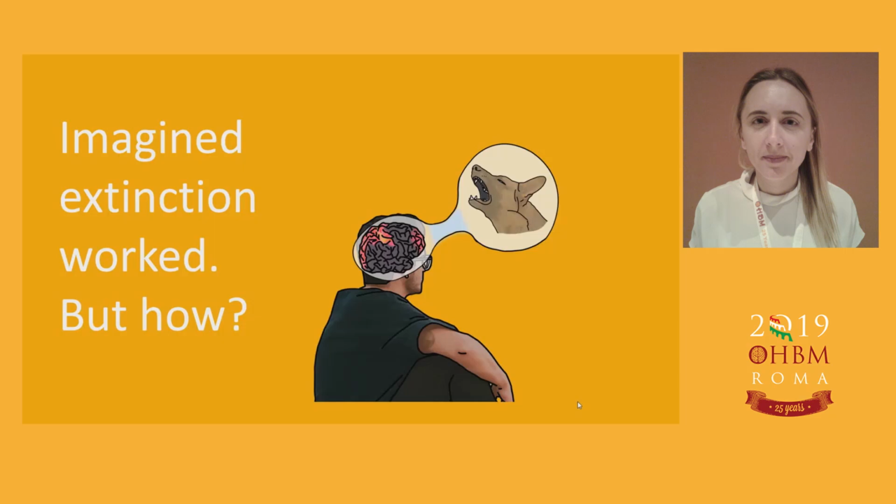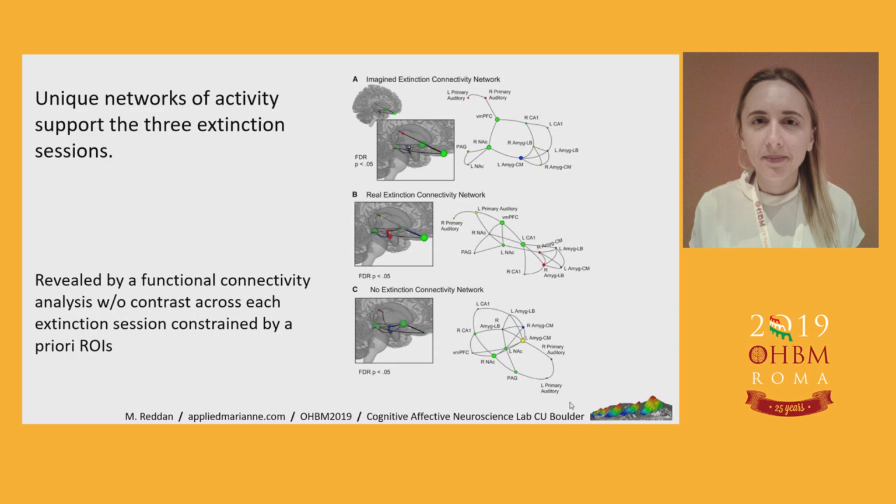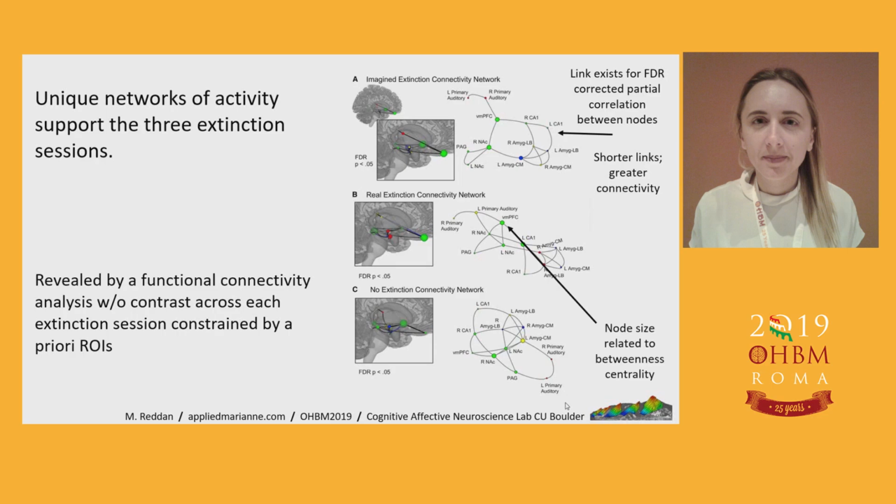Okay. So imagined extinction worked in this study, but how? In order to answer this, we did a functional connectivity analysis with no contrast across the entire extinction session. It was constrained by a priori ROIs that are related to threat learning. We find that the networks that come out are each unique, they're distinct, so they're all different processes, but there are some interesting similarities. And just to walk you through this, links here are only plotted if the partial correlation between nodes survives FDR correction. Shorter links indicate greater connectivity. And node size is related to betweenness centrality.